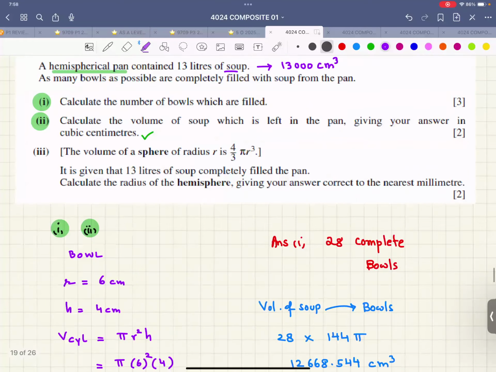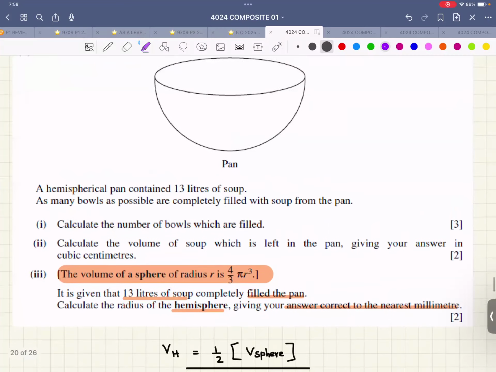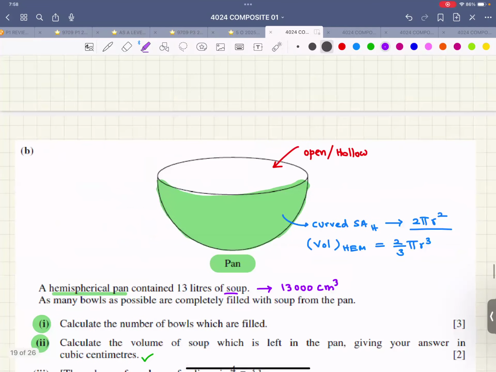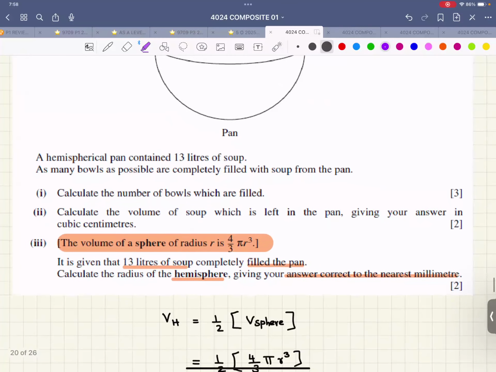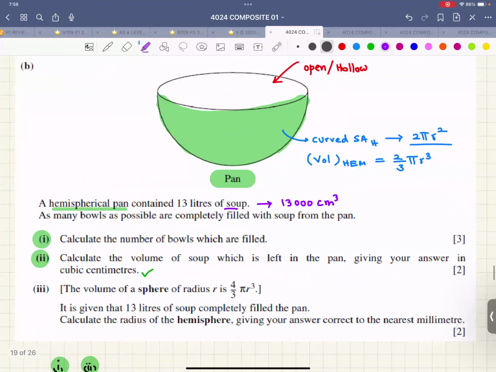This looks like a nice question. This is a paper 2 question. Let me look at the parts. This is part 1, 2, 3. This is the same thing, right? Or is it different? No, I think it's different. Fill the pan, soup which is left. Yeah, it's the same thing.